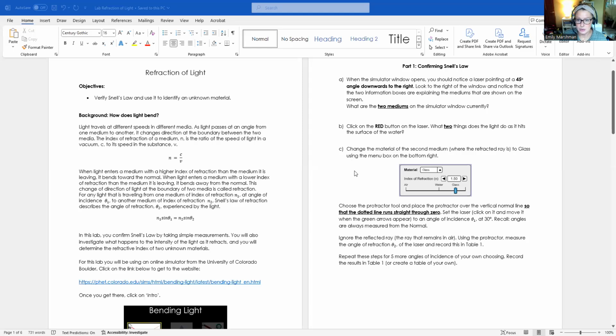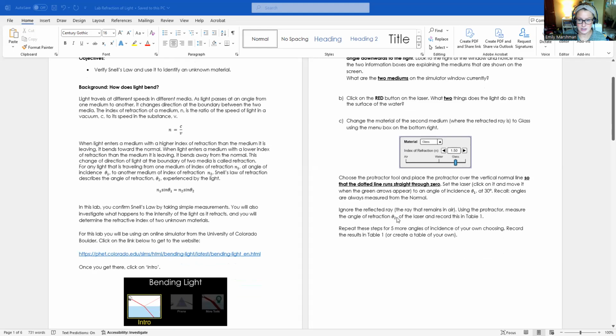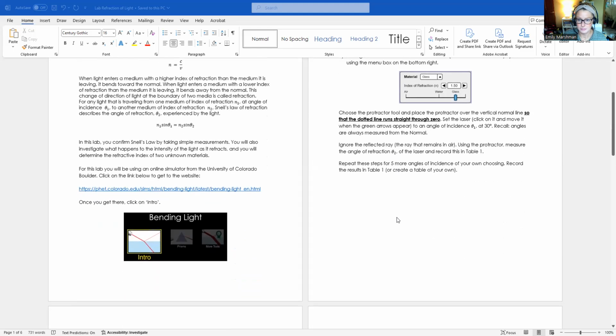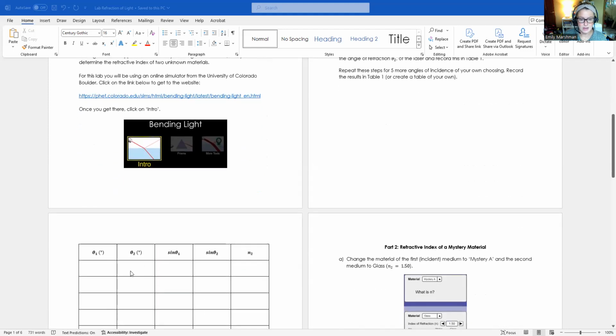In the first part of the lab, you're going to leave the top material as air and you're going to change the second material in the bottom to glass. And you're going to put your protractor up there to be able to measure the angles. You're going to start at an angle of 30 degrees and measure the outgoing angle, and you're going to take the sine of those angles and from that you can calculate N2. So I'll do a couple rows right here.